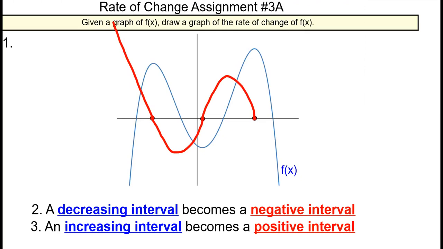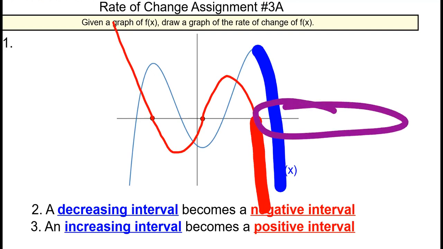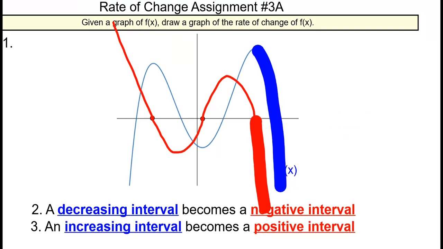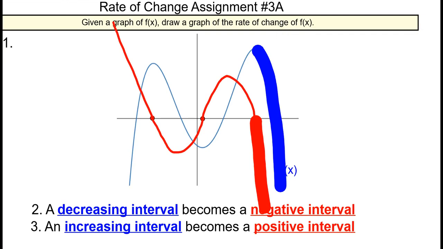Let's go back to rule 2, which says a decreasing interval on f of x corresponds to a negative interval on the rate of change function. And since there is no other x-intercept for it to return to, it continues to the right forever. Both intervals begin with the same x-coordinate and extend to the right forever.